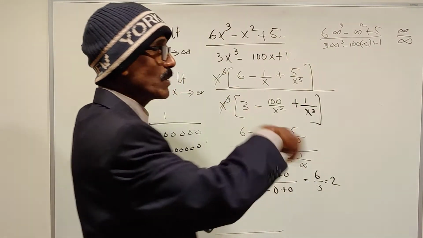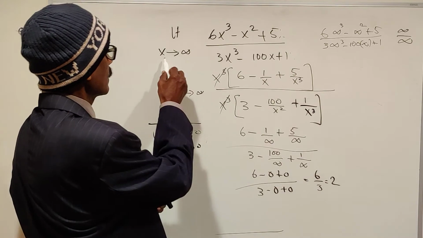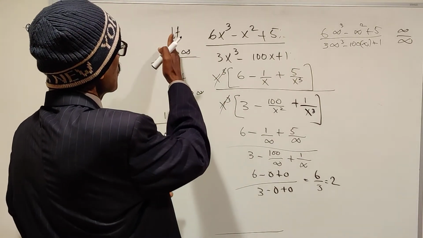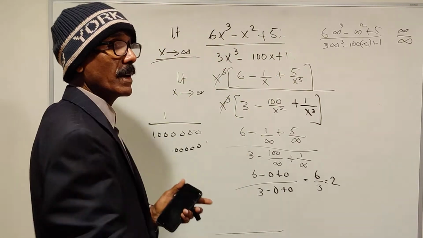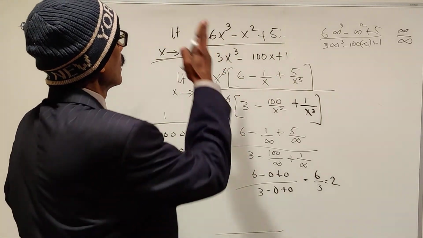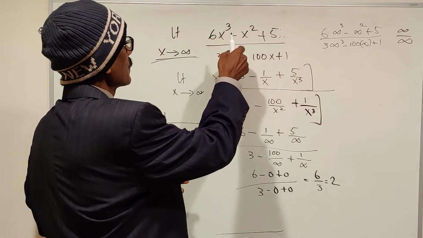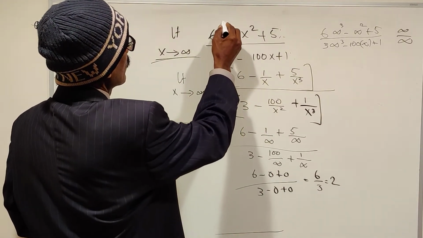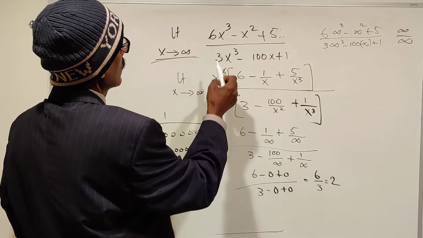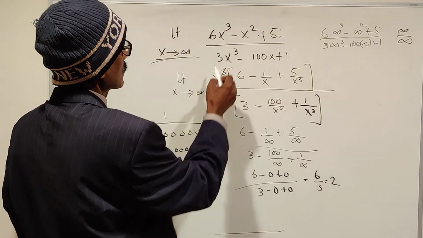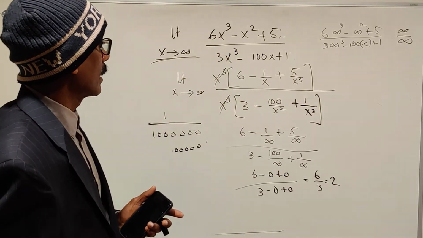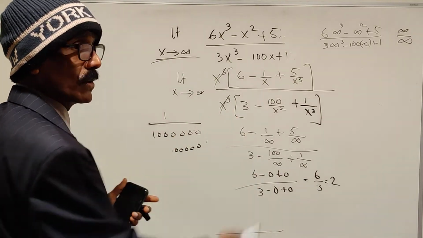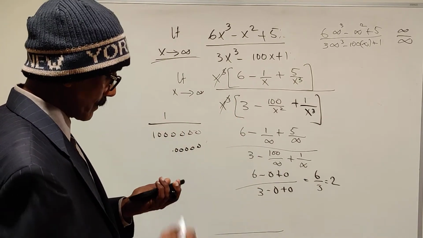See, this is a special type of problem. When x tends to infinity, if you see a limit problem like this, you need to take out the maximum degree of the variable. That is, x cube is the maximum degree of the variable. So take that outside, cancel out, and put the value, then you get the answer.